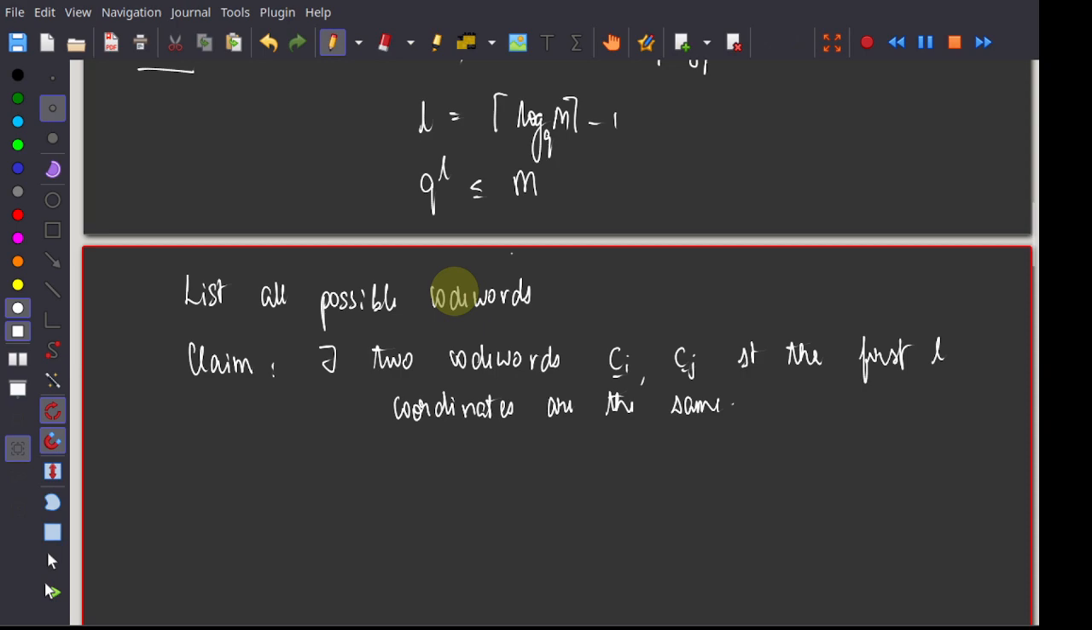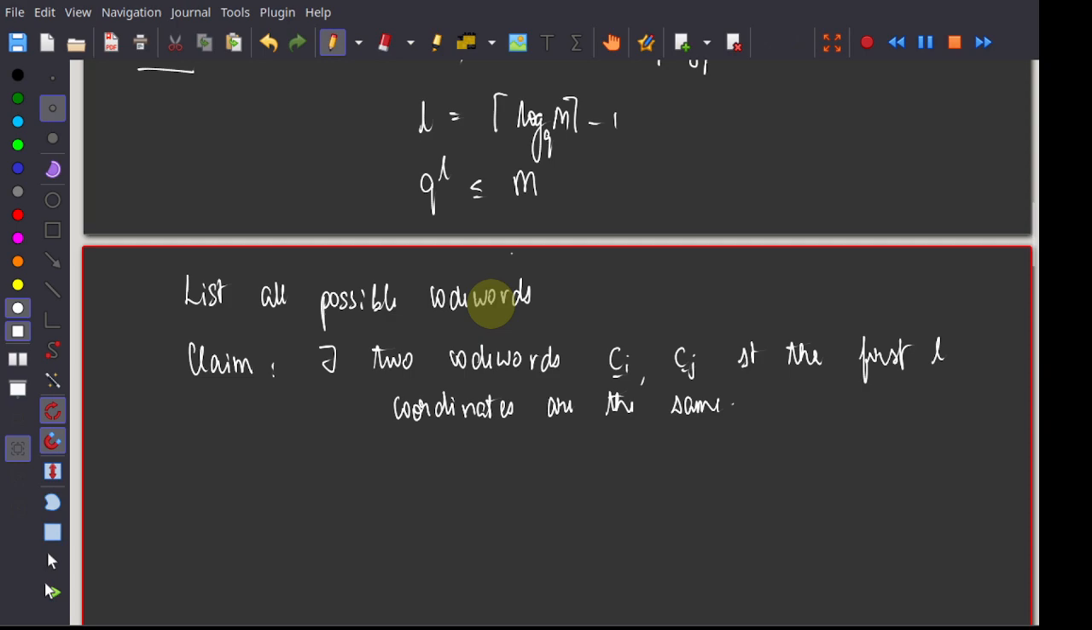So that's what I'm trying to show. Suppose you get the first statement: I list all possible code words, I look at the first L coordinates. I keep the first L coordinates and I throw the remaining entries away. For each code word, I just look at the first coordinate, second coordinate, up to the Lth coordinate, and I ignore the rest. Maybe I just erase all of them out, and I list all of them. Now out of these, what is the maximum number of distinct vectors I can form?